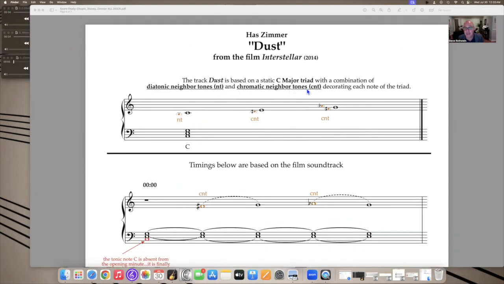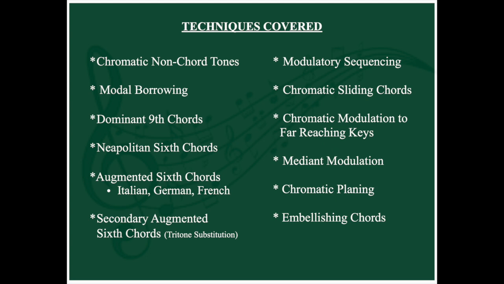We look at such topics as chromatic non-chord tones, modal borrowing, dominant ninth chords, Neapolitan sixth chords, augmented sixth chords. These are topics that are taught in typical chromatic harmony courses, but I really try to break these down. There's not a lot of reading. They're basic examples of what they are. I go from point A to point B very quickly. Just here's what you need to know, and here's where it lives in the music.